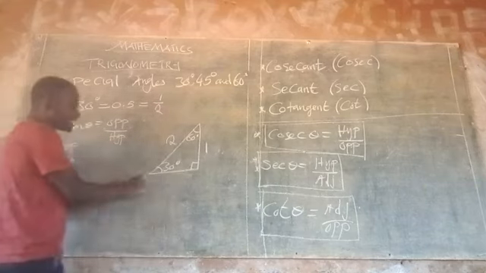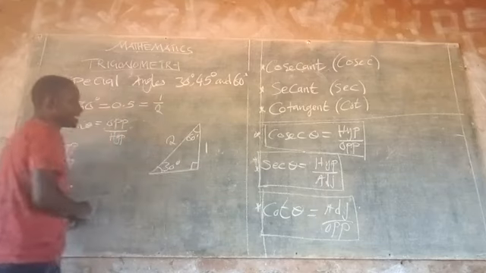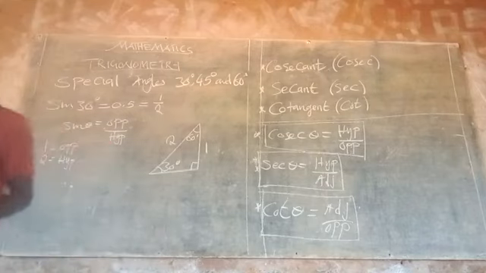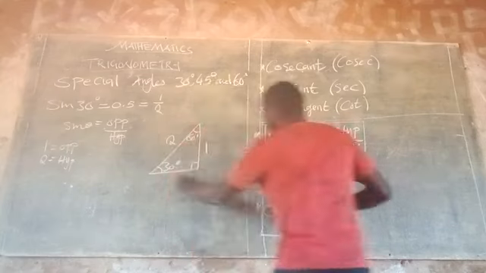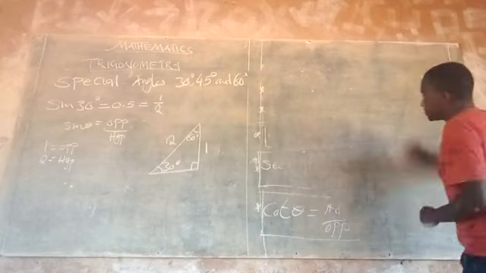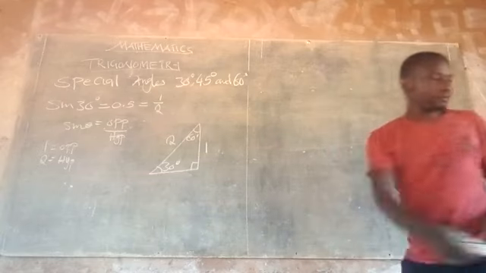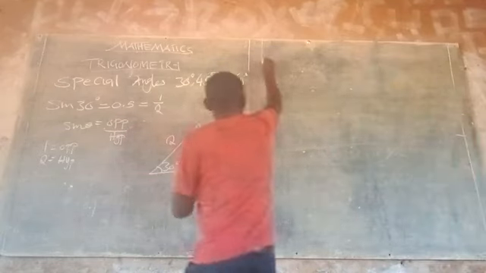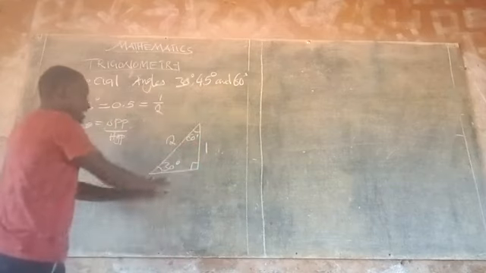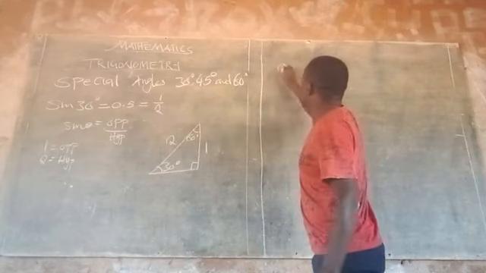Okay? So for me to find this length or to find the value of this length, then I can use the Pythagoras theorem. Okay? We can use the Pythagoras theorem to find this side. So let's use Pythagoras theorem to calculate this side.